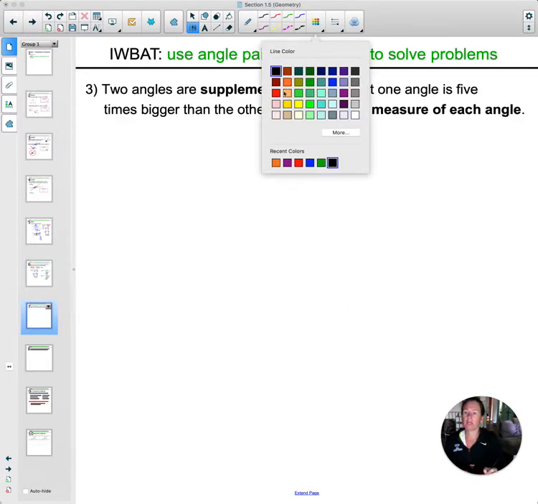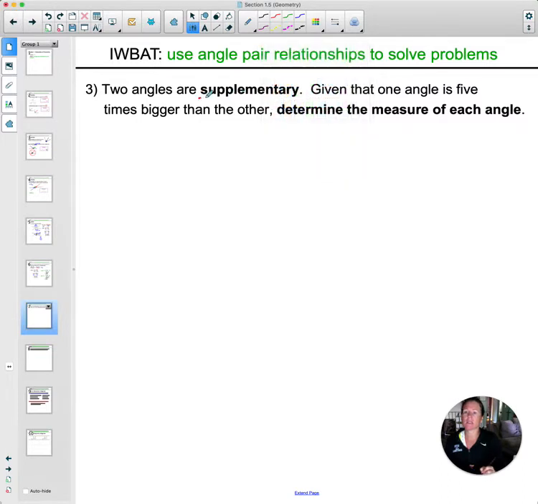In this one, we've got two angles that are supplementary, so make sure you think about the supplementary formula. So I'm going to just write that out first. Blank plus blank equals 180. So supplementary means that they total 180.